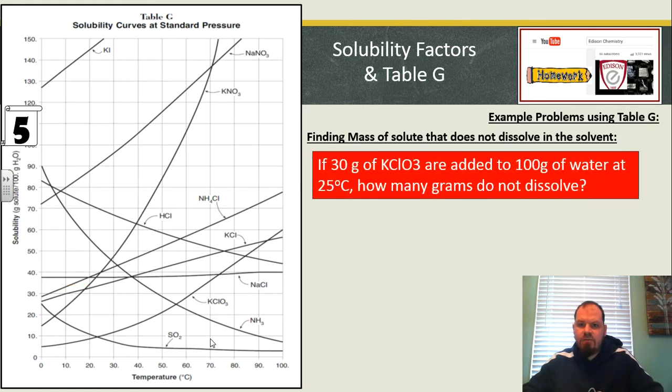Same thing. 30 grams of KClO3 are added to 100 grams of water at 25 degrees. So let me run up to 25 degrees. I can get about 10 grams in or so, it says. So if I put in 30 and only 10 grams will dissolve, because it forms a saturated solution, then obviously 30 minus 10 is 20 grams of that powder is laying at the bottom of the beaker.